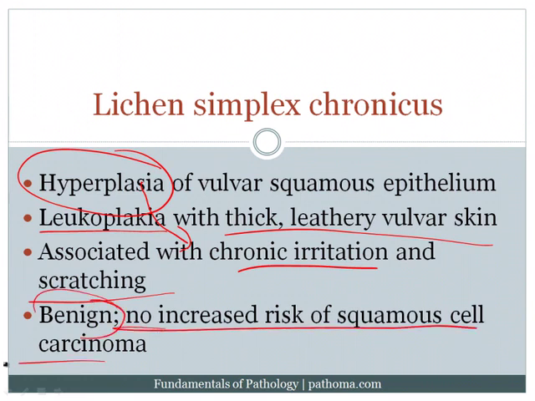So the way I think about this is sort of lichen sclerosus represents thinning of the epidermis, usually in a postmenopausal woman, probably due to a little bit of atrophy and then some immune damage that occurs to the dermis. And lichen simplex chronicus, on the other hand, is hyperplasia due to chronic irritation with scratching, and that results in a thick leather vulvar skin. All right, so that's the lichen lesions, the lichen sclerosus and the lichen simplex chronicus.